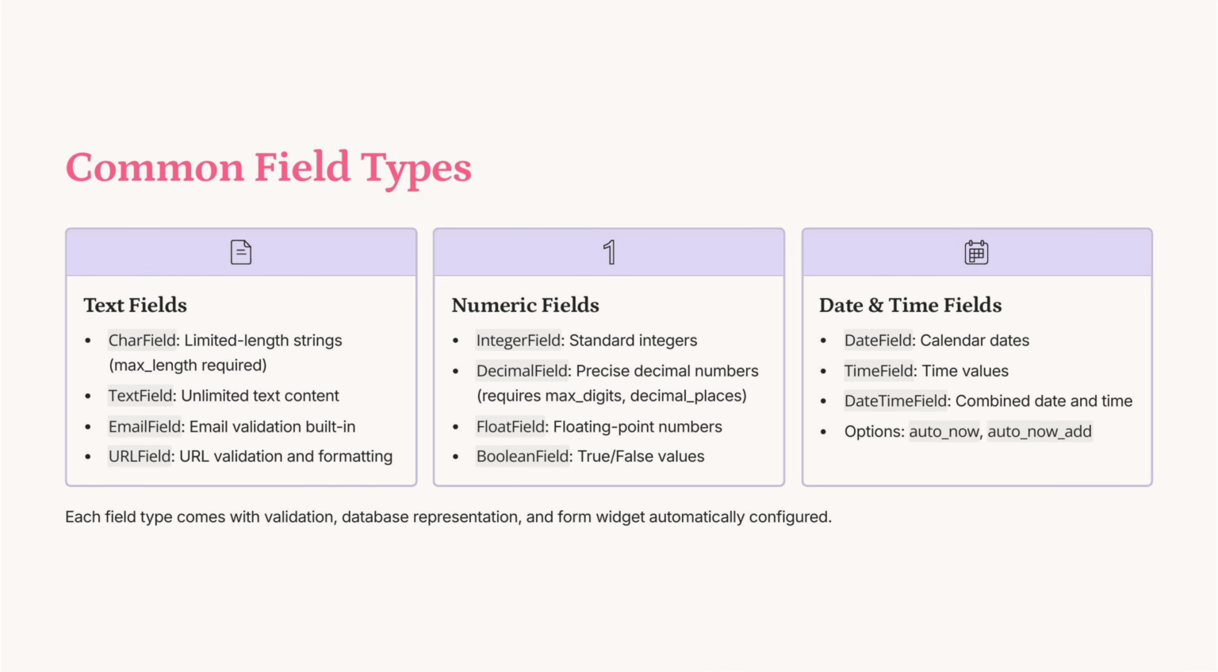Django offers various field types to suit different data needs. CharField is for limited-length strings, while TextField handles unlimited text. EmailField and URLField provide built-in validation. Numeric fields include IntegerField, DecimalField, and FloatField. BooleanField manages true-false values. DateField, TimeField, and DateTimeField cover date and time, with options like auto_now and auto_now_add.